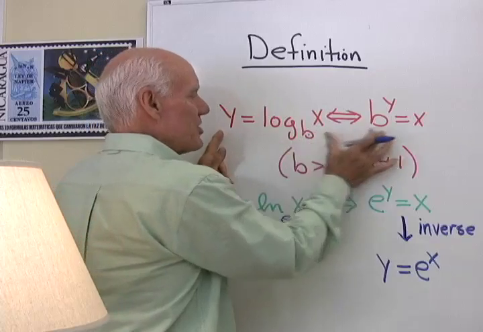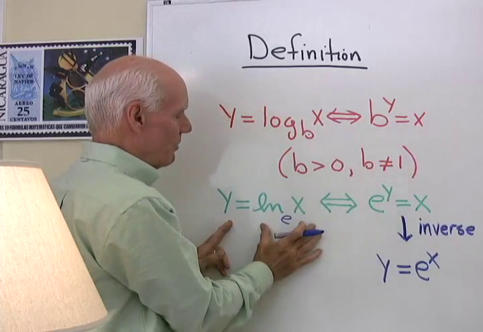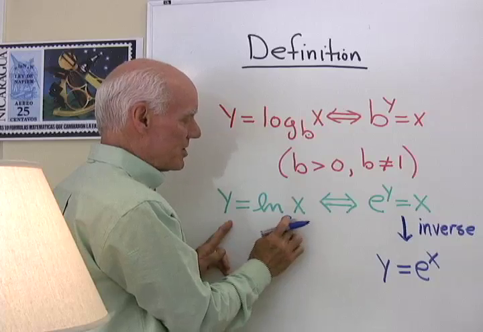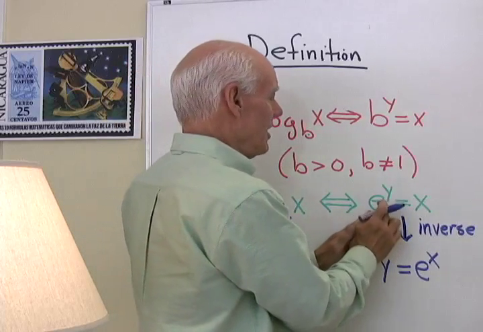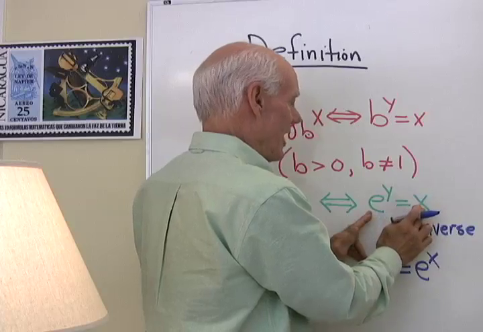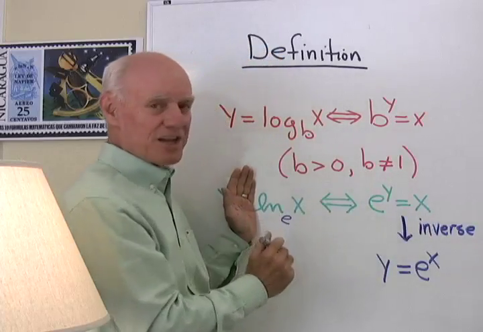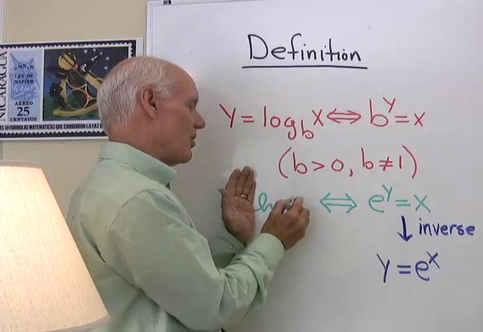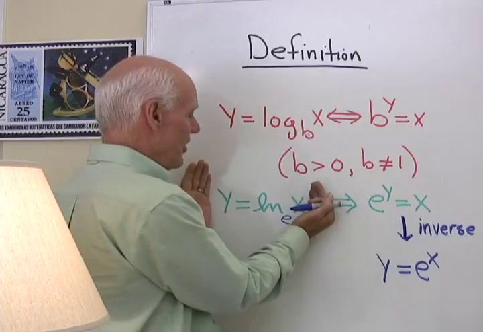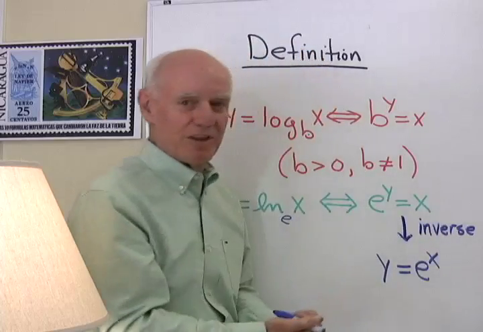Well, if I follow this kind of reasoning, y equal natural logarithm base e of x, if and only if e to the y is equal to x. So this is the exponent I must put on e in order to get x. So this and this are equivalent.